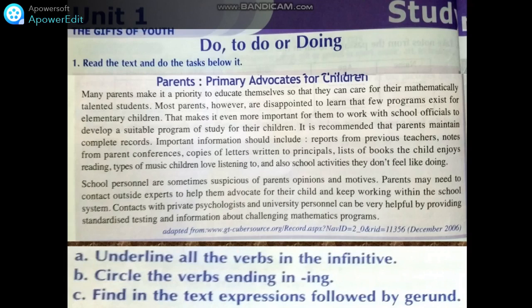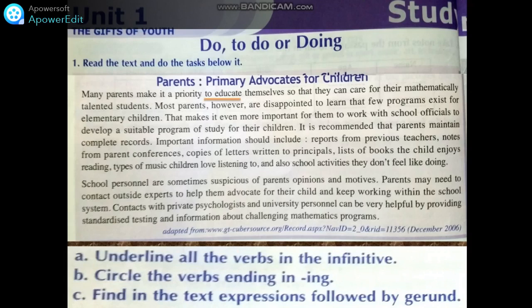So let's start with number 1, or A. Underline all the verbs in the infinitive. Please stop the video and underline the verbs in the infinitive in your student's book. Again, now let me explain to you that we have 2 kinds of infinitive. Infinitive with to and bare infinitive. Let's start with infinitive with to.